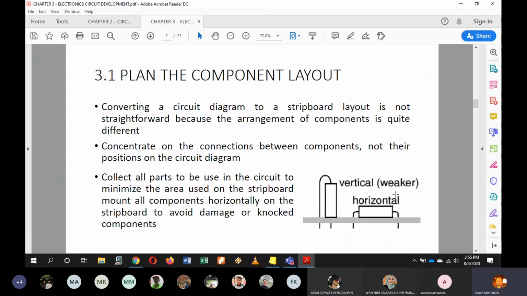Why? Because vertical is weaker. You know, the leverage from the strip board is further, so it is easier to break. It is easier for you to knock it and everything. If it is horizontal, then it is neat. First of all it will be neat, and then it is hard for you to accidentally move them.